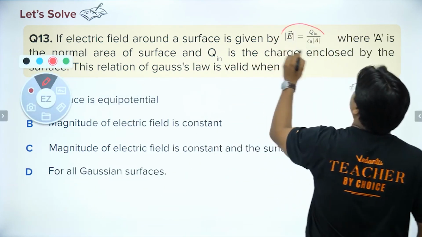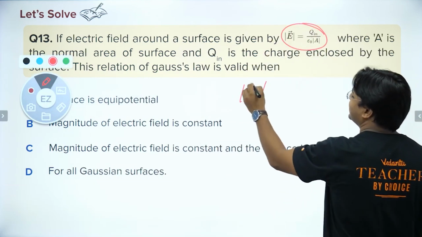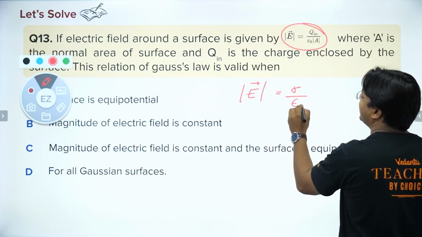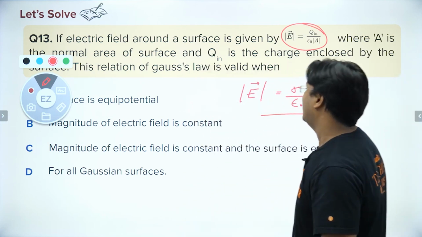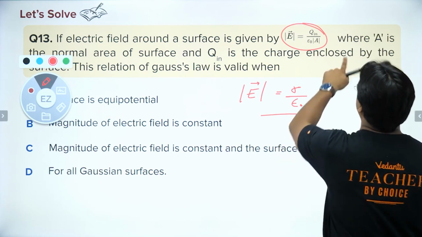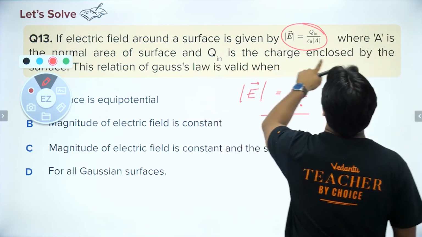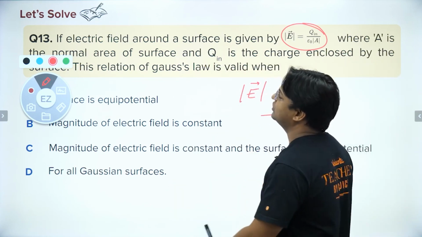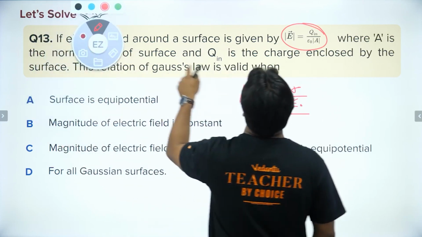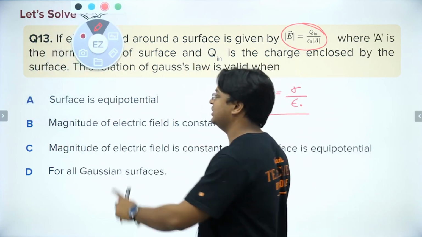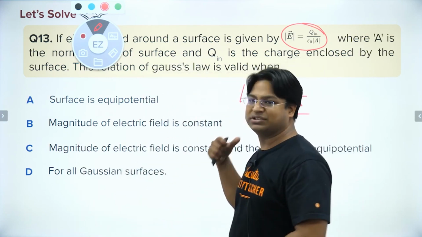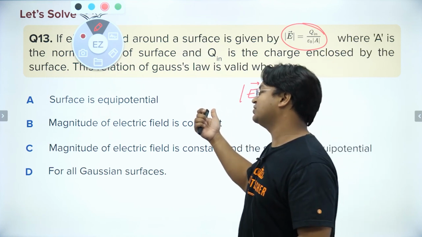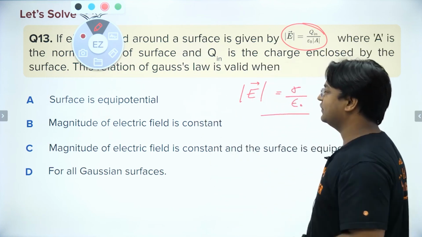What is written here is: the magnitude of electric field is sigma by epsilon naught. Such a situation appears when the question says that Q is the charge enclosed by the surface. So this relation of Gauss law is valid when the surface is equipotential. Only being equipotential will not give us this result. The magnitude of electric field must also be constant.